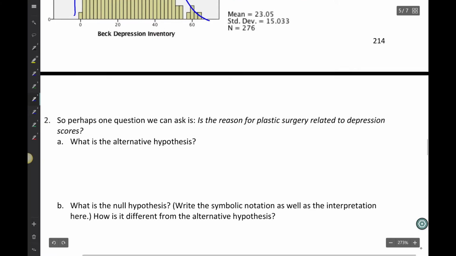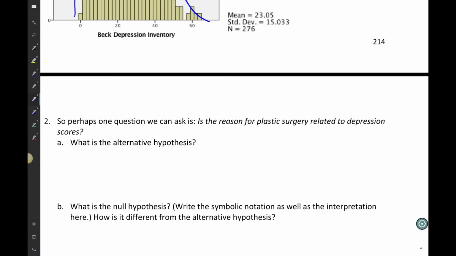So perhaps one question we can ask is, is the reason for plastic surgery related to depression scores? And I'm going to talk you through this because it's a little confusing. So let's say that yes, right? So going with the alternative, yes, their reason is related to depression scores.